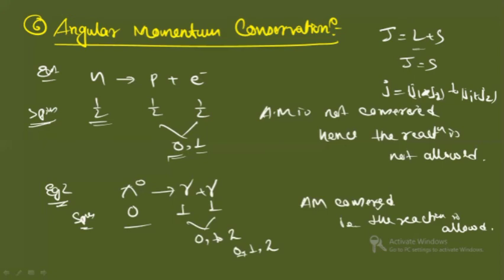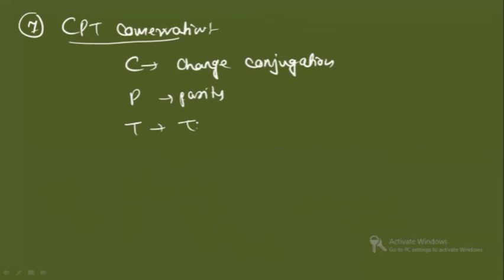And the last one, which also comes under the exact conservation laws, is CPT conservation. Here C denotes the charge conjugation, P is the parity, and T is the time reversal. Clear? So these are the 7 conservation laws which come under the exact conservation laws. So this is all about the exact conservation laws.